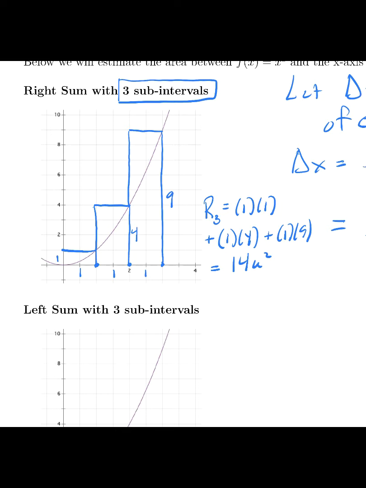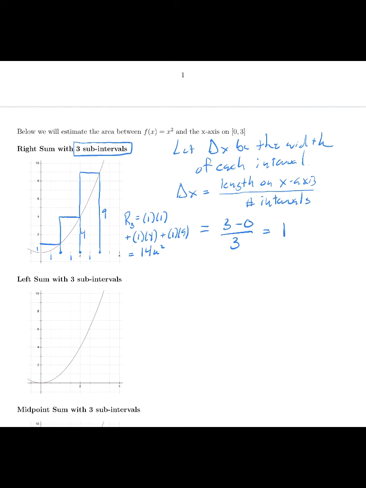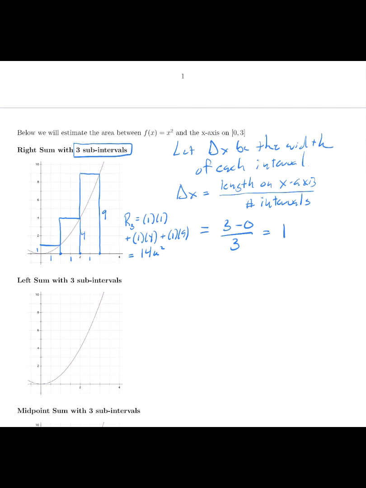So the right-hand sum with 3 subintervals would give us 14 units squared. And we can see very quickly that the right-hand sum would be an overestimate for this area that we are trying to estimate. Let me draw that in. So the area that we're trying to estimate is this area, which we can't find nicely with a geometric shape or figure like we did above. So we get an estimate of 14 square units.